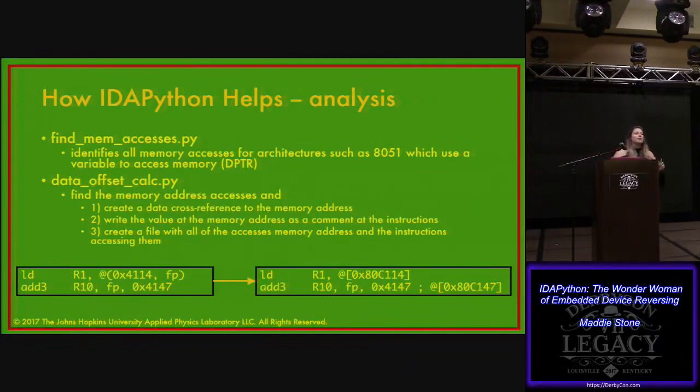So how can we see that this function over here, oh yeah, and this one are all interacting with these same groups of memory addresses? So that's where find memory access or find_mem_accesses comes into play.